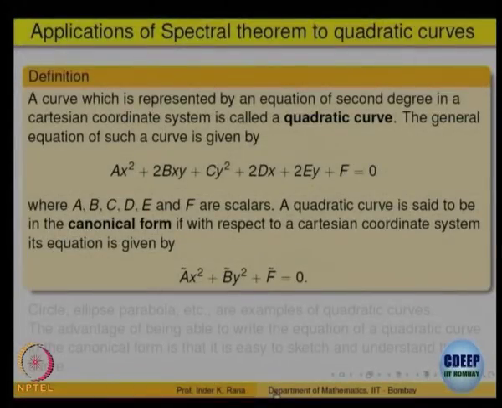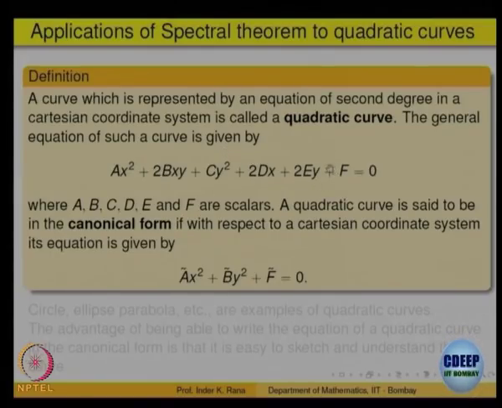Here is another application which is very useful. Let us look at what is called a quadratic curve. An expression of this form, ax square plus bxy plus cy square plus dx plus 2ey. So, what does it look like? It is a polynomial in x and y, but the highest power is 2. So, it is called a quadratic curve. The idea is, if you try to plot x and y in the plane, it will give you some points, right. Look at x and y such that they satisfy this equation.